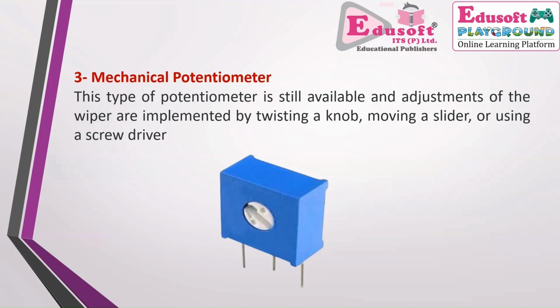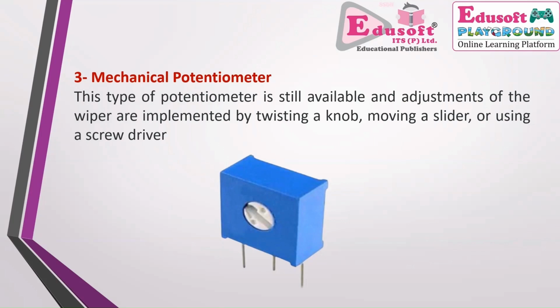Like other potentiometers, a mechanical potentiometer is designed to be adjusted manually, typically by turning a knob, sliding a lever, or using a screwdriver to turn a screw. You can see the picture clearly. You have to put the screwdriver in and rotate this knob, and you can adjust the value of resistance. The primary function of a mechanical potentiometer is to act as a variable resistor, allowing for the adjustment of resistance in a circuit.